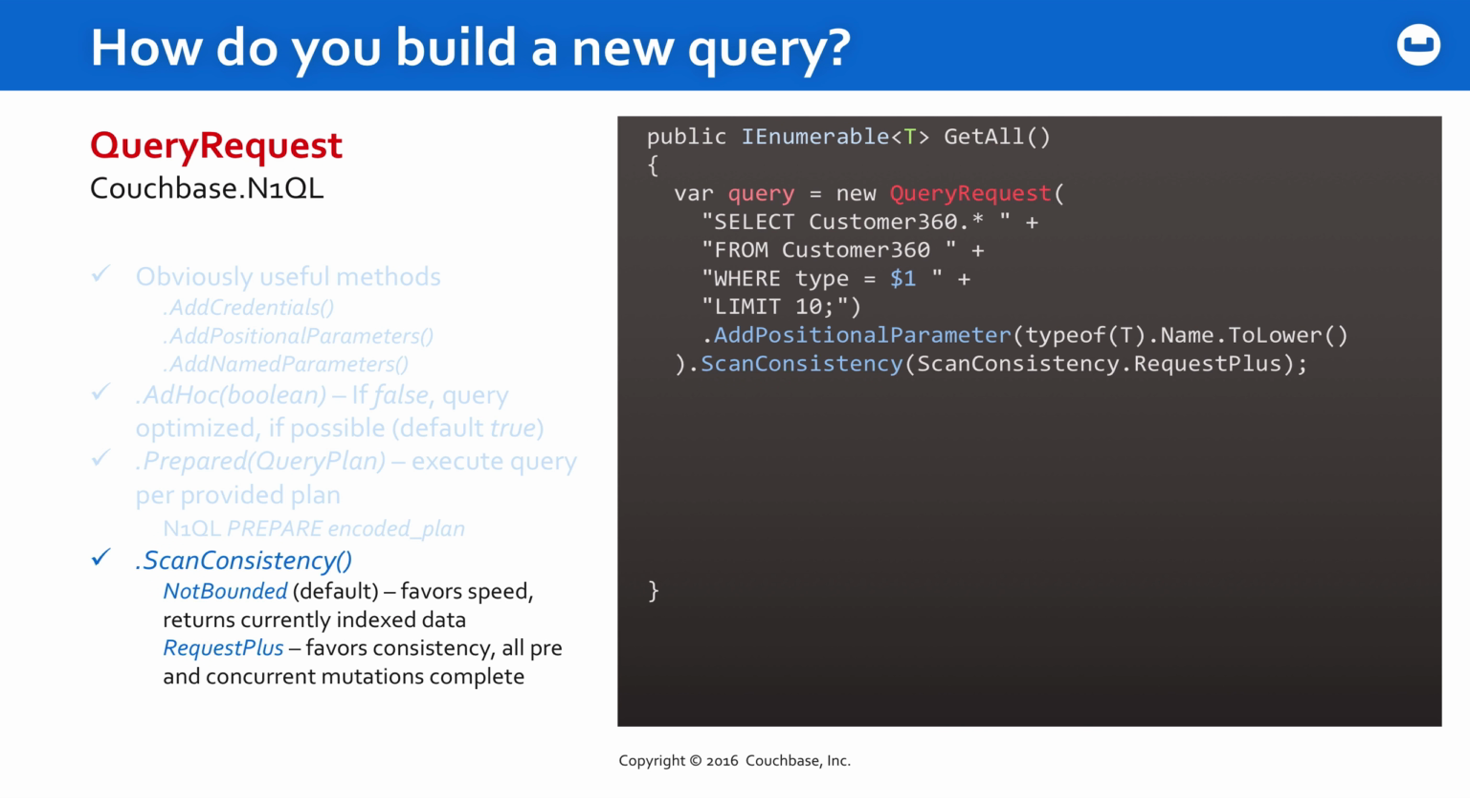There's also a scan consistency method that lets you control the consistency level of the returned results. Now, the default is not bounded. This favors speed on your query. It means that whatever data is currently indexed at the time the query is executed, that's what you're going to get back. Now, you can optionally set request plus to this parameter, and this favors consistency instead. It's going to require that all existing mutations at the time of the query are resolved completely before the result set is returned from this query. So it depends on your needs for a particular application, but the default is not bounded. By default, it favors speed.